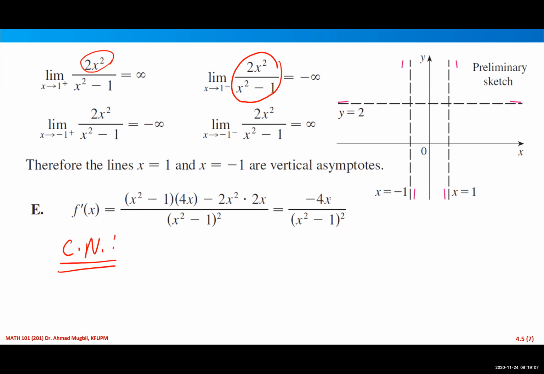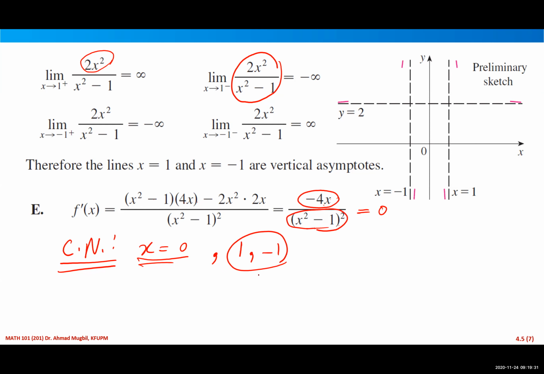The critical numbers we have are when the derivative equals 0. If this equals 0, it means the numerator is 0. When the numerator is 0, it means that x is 0. So this is one of the critical numbers. The other critical number is what? Does it exist? Does not exist. Why? We have 1 and -1, guys. It does not exist at 1 and -1.